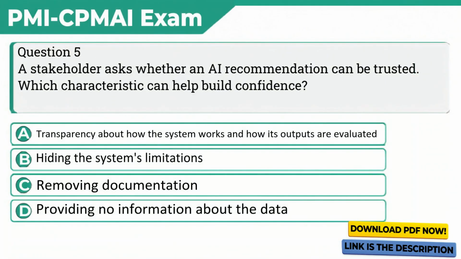Question 5. A stakeholder asks whether an AI recommendation can be trusted. Which characteristic can help build confidence? A. Transparency about how the system works and how its outputs are evaluated. B. Hiding the system's limitations. C. Removing documentation. D. Providing no information about the data.